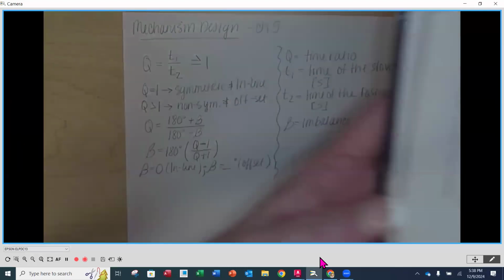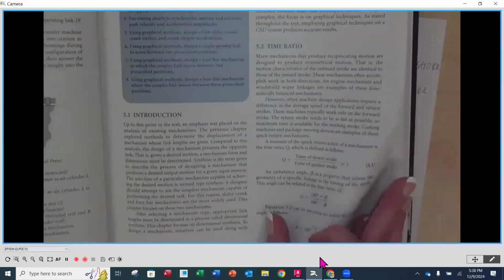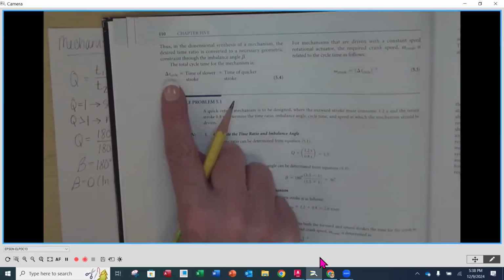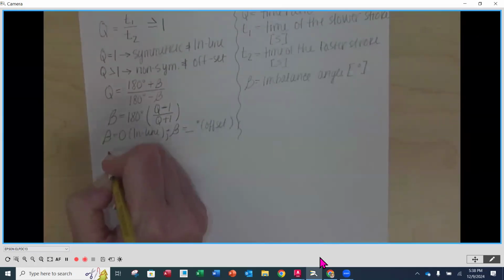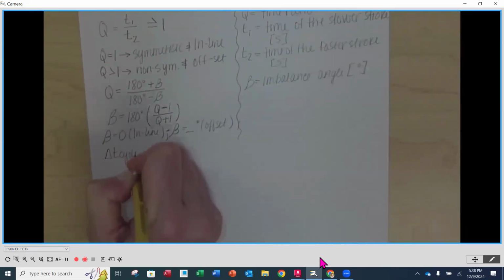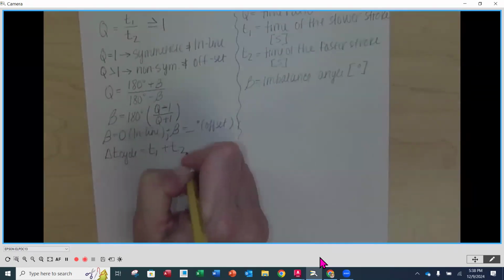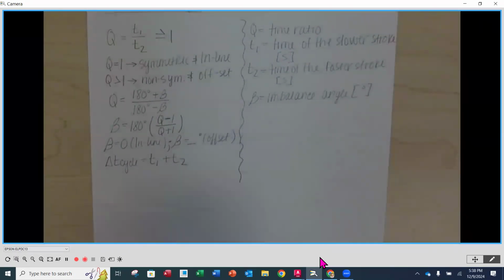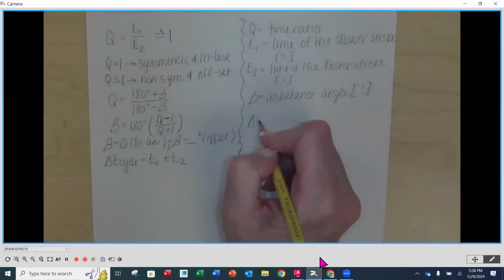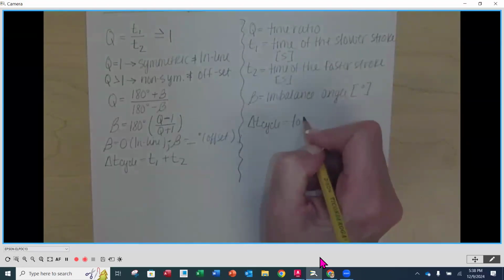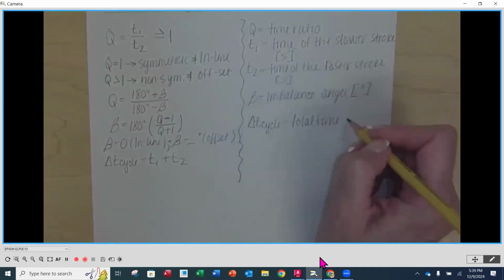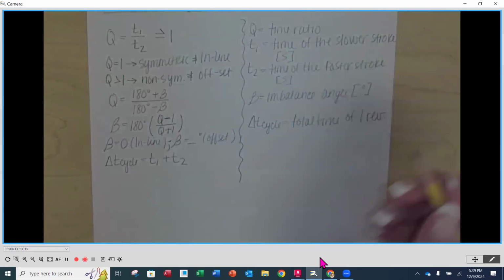We're going to turn the page then. So these were the three that were at the bottom of page 109, and then at the top of page 110, there are two more. We've got delta T cycle. So this is the total time of a cycle or one revolution. Delta T cycle is going to be equal to T1 plus T2, each one of those sides of the stroke. So delta T cycle is the total time of one revolution or one cycle, as they call it.